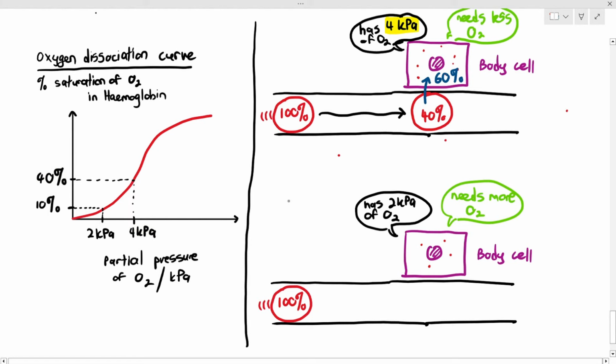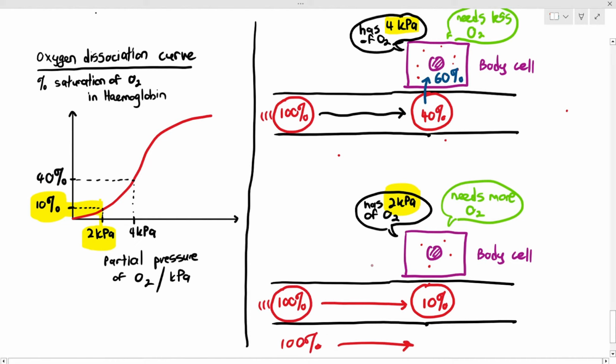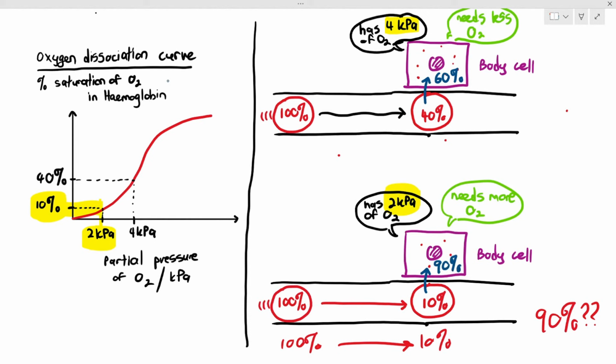If we look at the situation at the bottom, when the red blood cell reaches the body cell at the bottom, the red blood cell is exposed to 2 kilopascals of oxygen only, okay? And based on the graph, 2 kilopascals of oxygen corresponds to 10%. So automatically, the saturation in the red blood cell becomes 10%. From 100%, it becomes 10%. So where did the 90% go off to? The 90% in this case is released into the body cells.